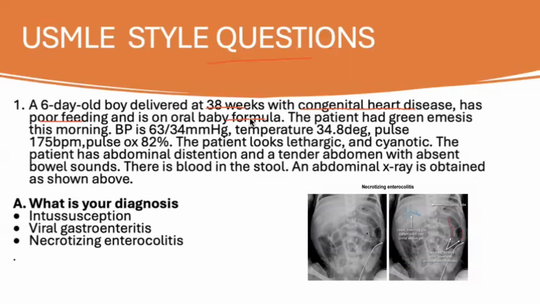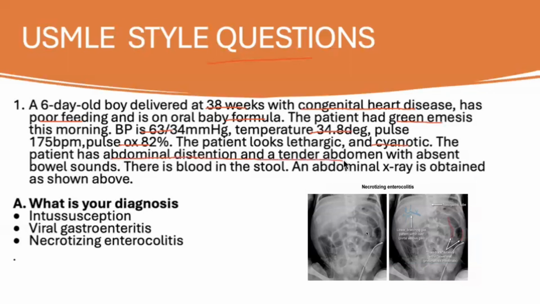And then the patient being on oral formula means that the risk of contamination of formula is high. Therefore, this patient is already having one of the risk factors that was discussed. Patient also has green emesis, also known as bilious vomiting. BP is low and then temperature is low as well. Patient has a high pulse and pulse ox is low. So it's obvious that the patient is going to be cyanotic because this patient is clearly hypoperfused.